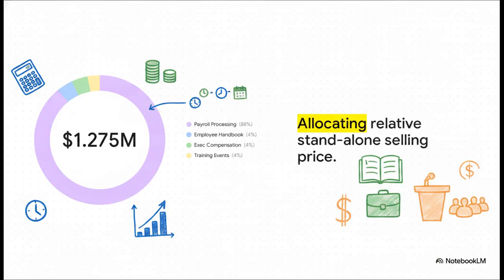For example, take an HR firm selling a massive $1.2 million service bundle. They can't just claim all that cash at once. No way. They have to use what's called the relative standalone selling price method. Basically, they have to estimate what each individual service, like payroll versus training, would sell for completely on its own. Then they figure out the relative value of each piece and slice up that total price accordingly. It's meticulous, sure, but it ensures the revenue perfectly matches the exact service being delivered.